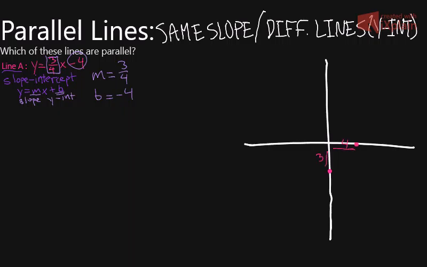So we're going to go up 3, to the right 4, and there's our line for line A.